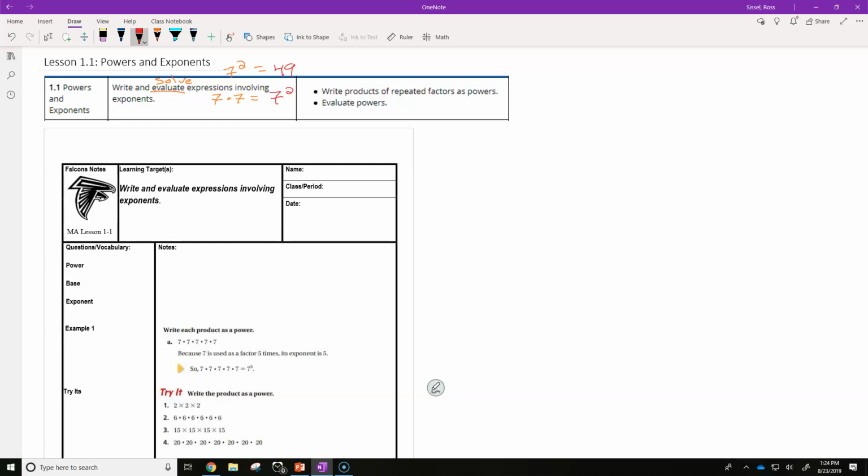The second part is the criteria. The criteria tells me, how am I going to prove this? The first one says, I will write products of repeated factors as powers. Mainly, I'm going to be able to take this, and you need to be able to write it as this. Evaluate powers. I need to be able to take this and tell you the answer is this. That is today's goal. When we go to do these notes, I will go right back to it.